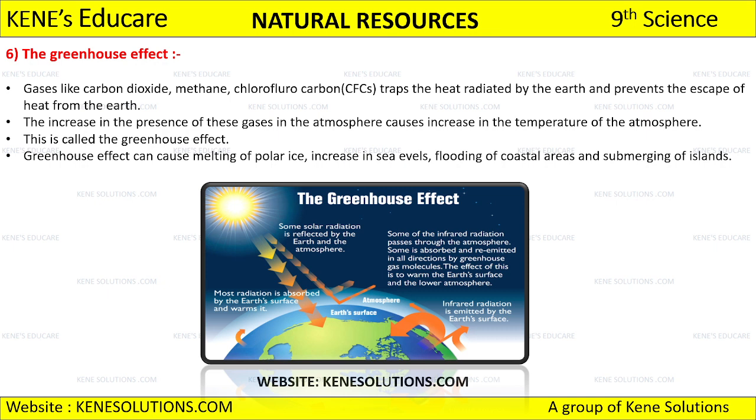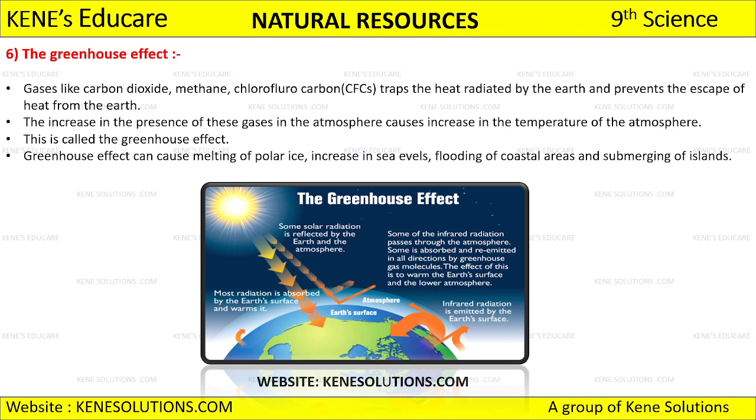Okay, so the greenhouse effect can cause melting of polar ice, increase in sea levels, flooding of coastal areas, and submerging of islands. Because greenhouse gases like carbon dioxide, methane, and chlorofluorocarbon are increasing in the environment, it leads to an increase in temperature. So the polar ice will melt, sea levels will increase, and there will be flooding of the coastal areas and submerging of the islands. Okay, so these are the harmful effects that greenhouse gases can have.